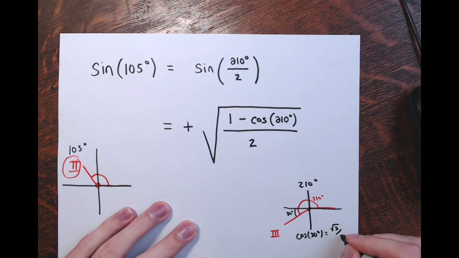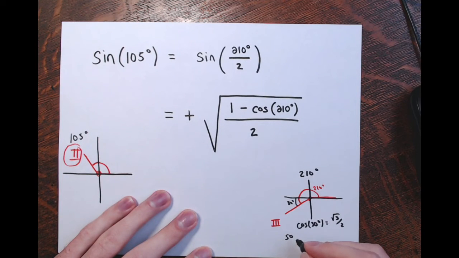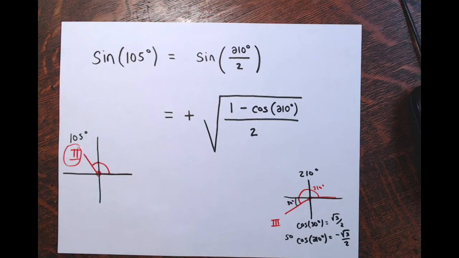Hopefully you remember all those trig functions of special angles, 30, 45, 60, or pi over 6, pi over 4, pi over 3 radians. So that means the cosine of 210 is negative square root of 3 over 2, because it's in quadrant 3, and the cosine of a quadrant 3 angle is negative, because you have negative x coordinates. Remember, cosine was related to x's, sine was related to y's.